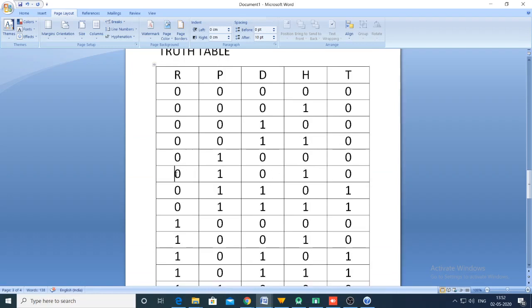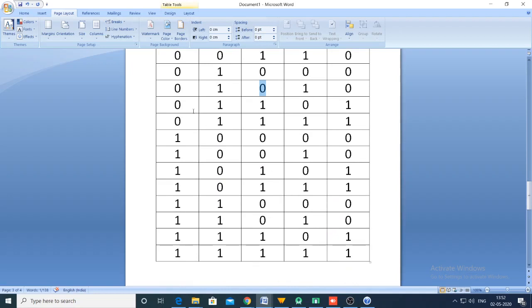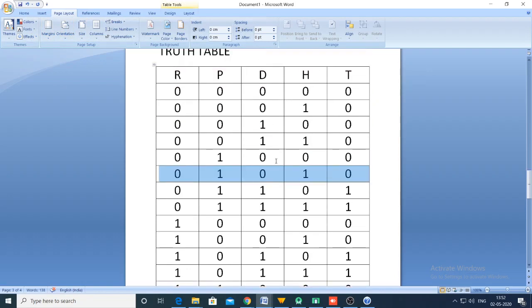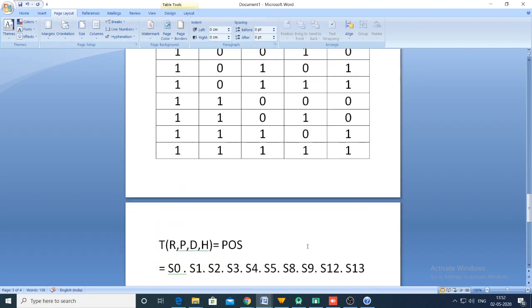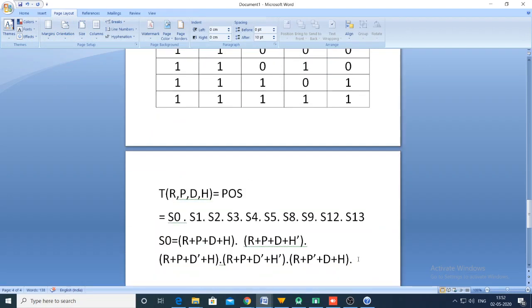Next term is R plus P bar plus D plus H bar. R plus P bar plus D plus H bar.